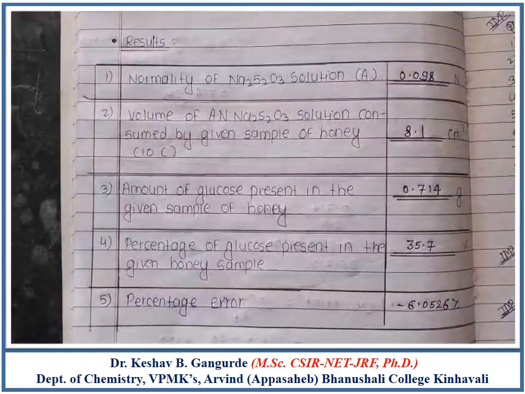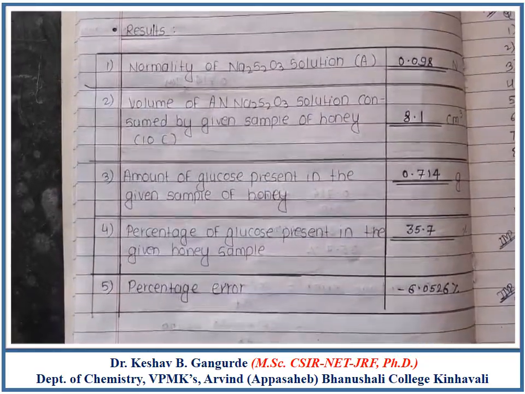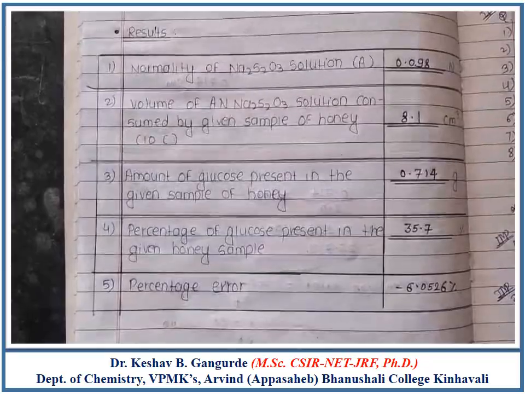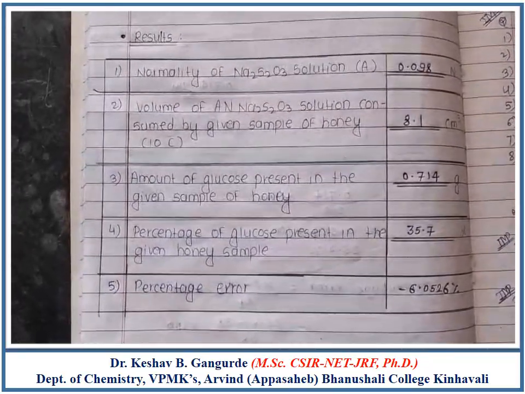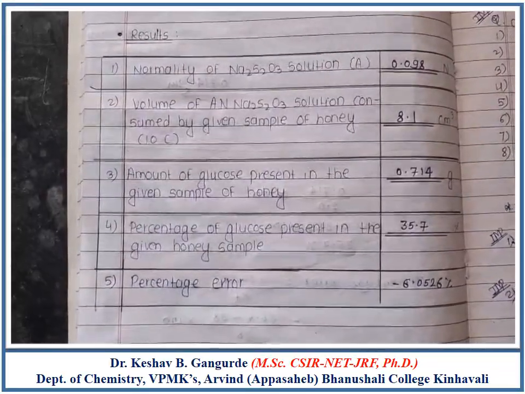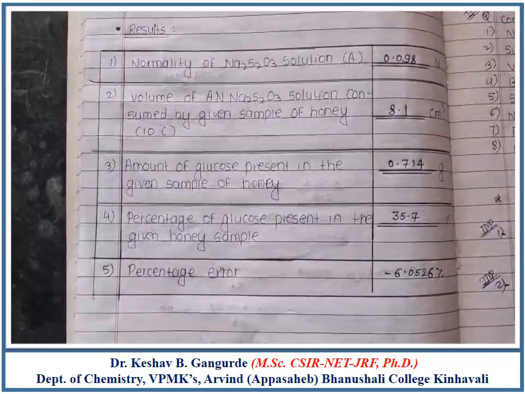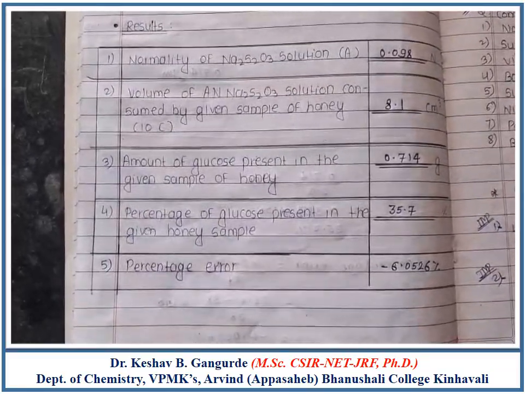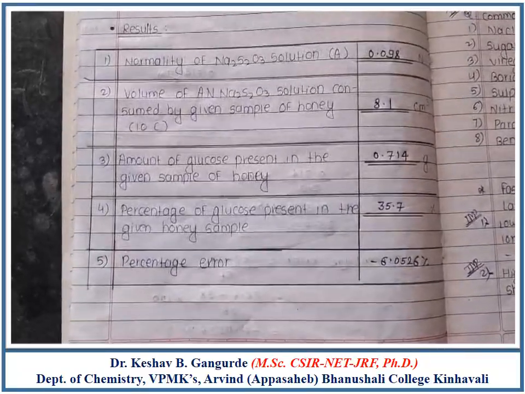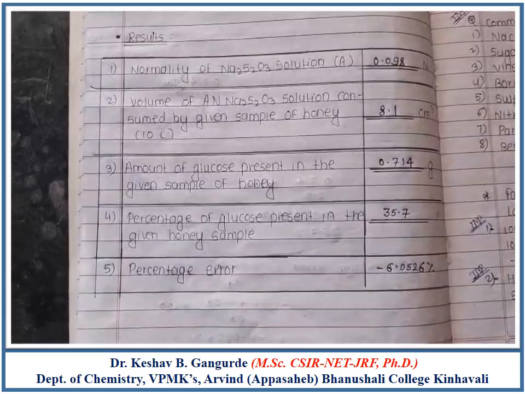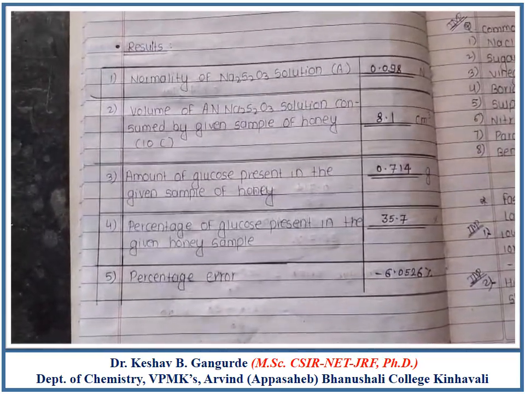6.0526%. Hence, the final results are: normality of sodium thiosulphate solution is 0.098 normal, volume of standardized sodium thiosulphate solution consumed by given sample of honey is 8.1 centimeter cube. Amount of glucose present in the given sample of honey is 0.714 gram. Percentage of glucose present in the given sample of honey is 35.7%, and the percentage error is minus 6.0526%.